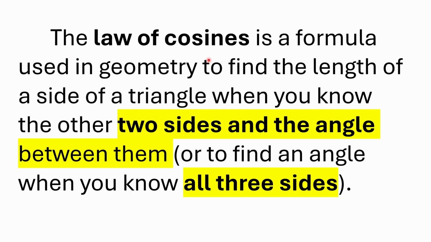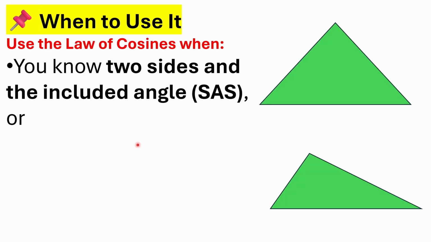The law of cosines is a formula used in geometry to find the length of a side of a triangle when you know the other two sides and the angle between them, or to find an angle when you know all three sides. Now, when to use the law of cosines?